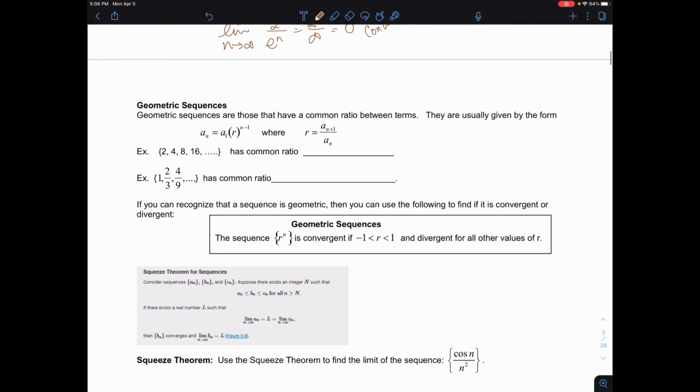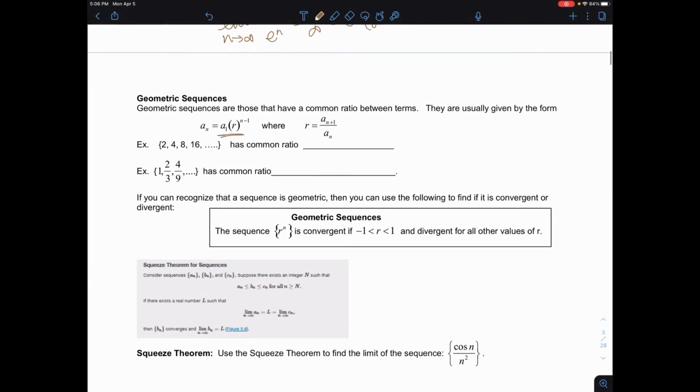So let's look at some geometric sequences. We looked at some before. A few things that we talked about before, but just a little reminder. Here's that formula for a geometric sequence, and I said before you could look it up, where r is the next term divided by the term before it. And so we can look and say, well, this thing has a common ratio right here. We're multiplying each number by 2. So our common ratio would be 2.